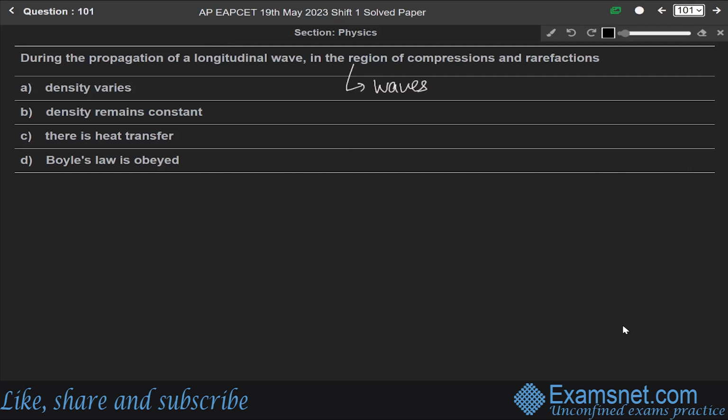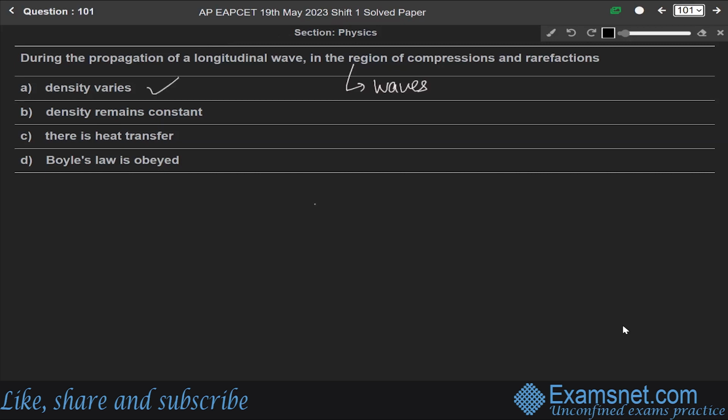Okay. So in this question, we are asked to find the propagation of the waves in the region of compression. Compressions are formed when the different layers, or we can say the molecules, come close, and similarly in rarefaction they move apart. So there is more density in compression as compared to rarefaction. So given these four options, option A, that density varies in the region of compression and rarefaction, is the correct answer. So option A is the correct option.